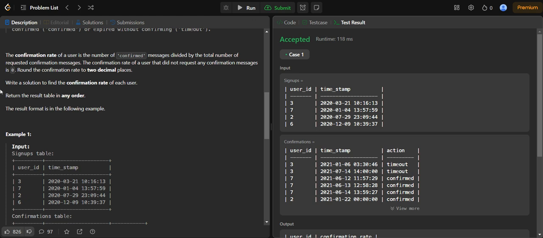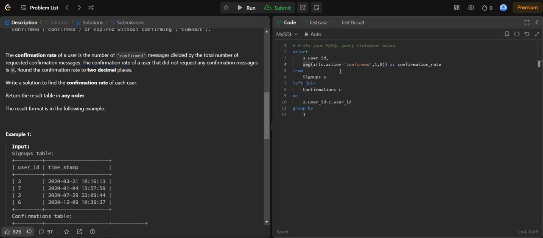But I need to round it off, right? Round to 2 decimal places, because if I submit, there will be some cases for which this will not get accepted. This is just a sample code, only one test is there. For this test, it got accepted, but for others it might not. So I'm just rounding the value by 2 decimal places. So my query is complete.